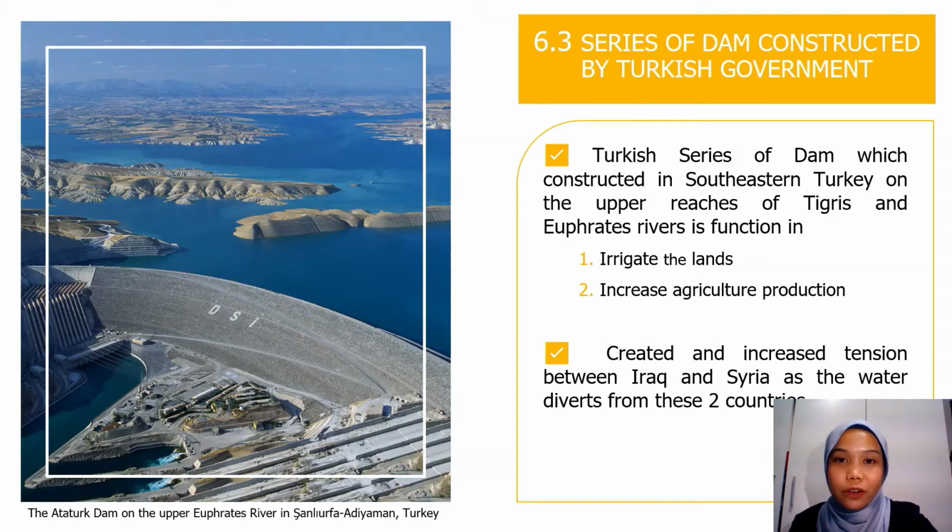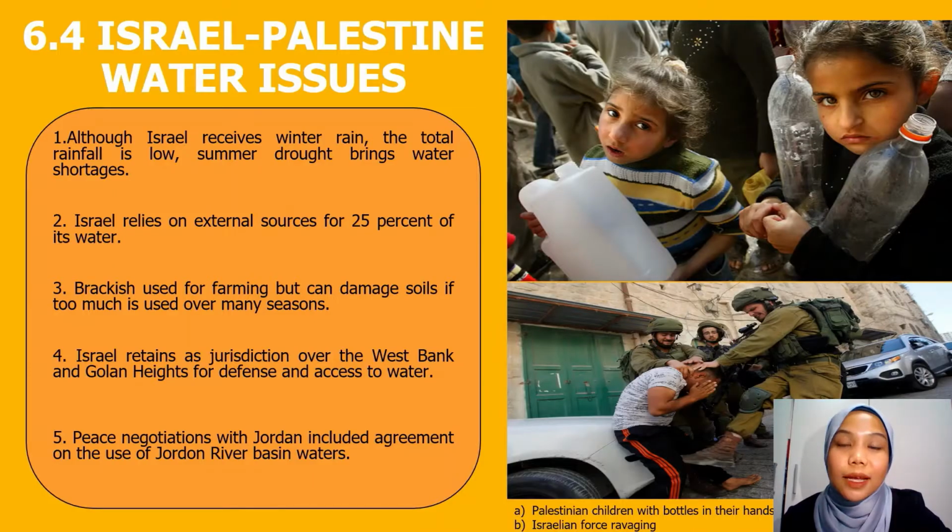Next, 6.4. Israel-Palestine water issue. Israel, Gaza, and the West Bank occupy a small area of land between the Mediterranean coast and the Jordan River Valley. The terrain includes a coastal plain and mostly hilly land with lower areas around Lake Tiberias, the Sea of Galilee, and along the Jordan River to the Dead Sea.